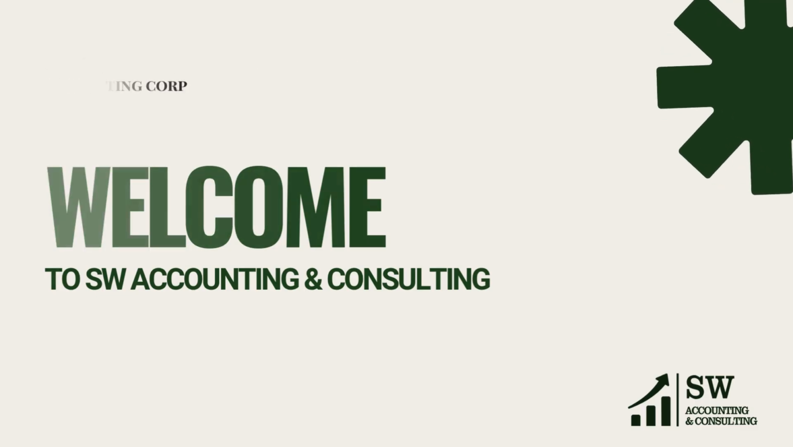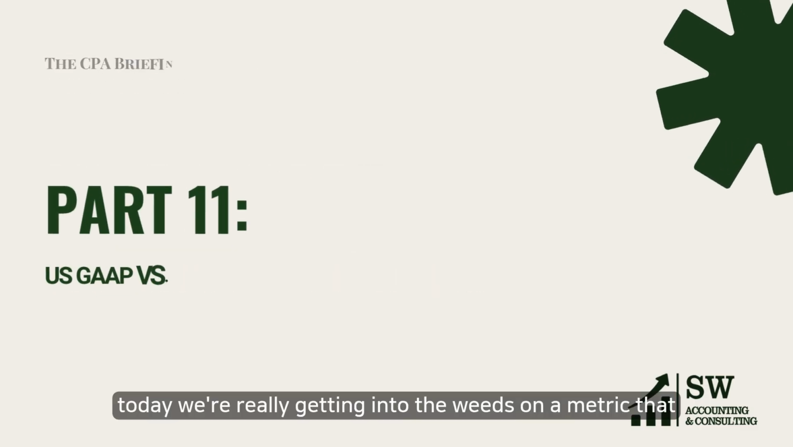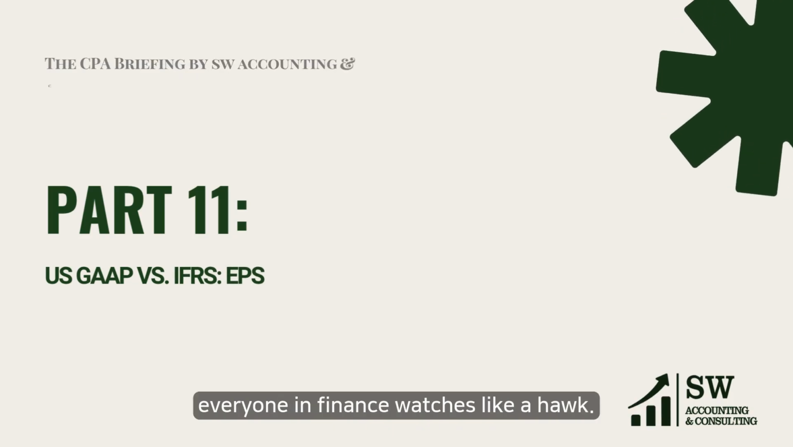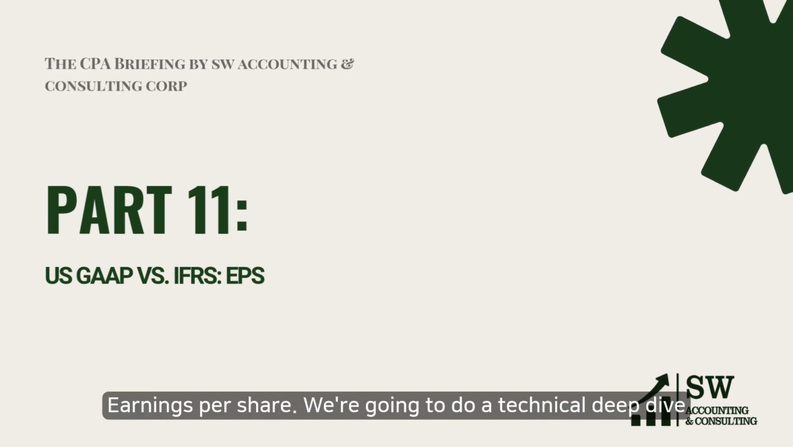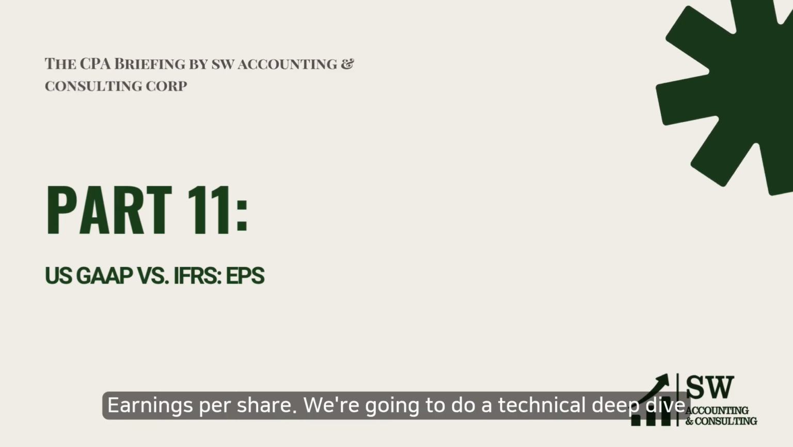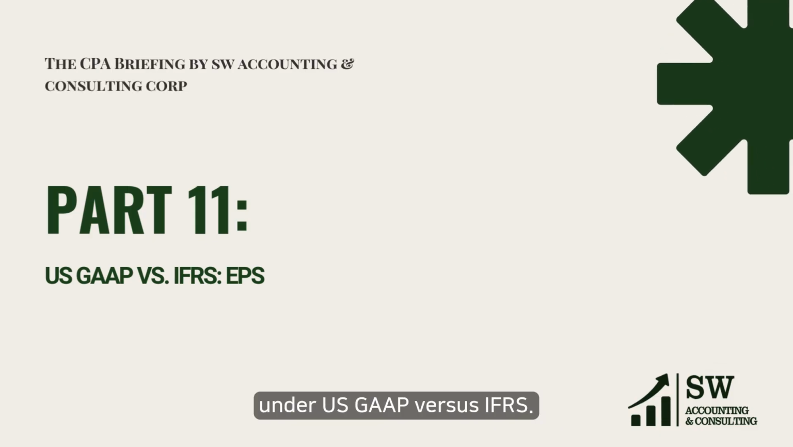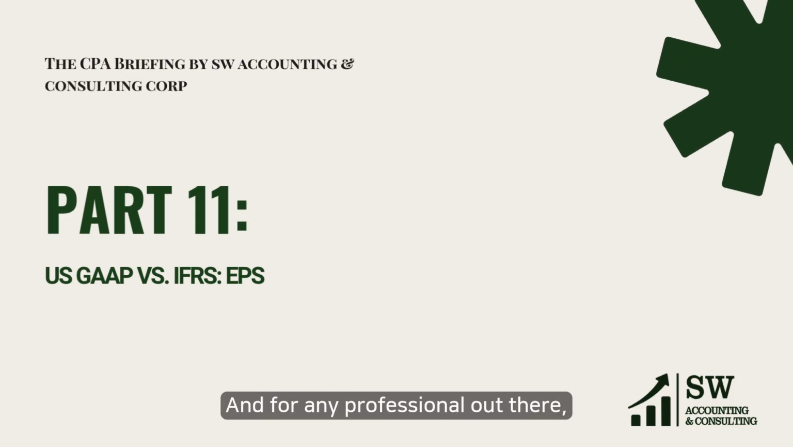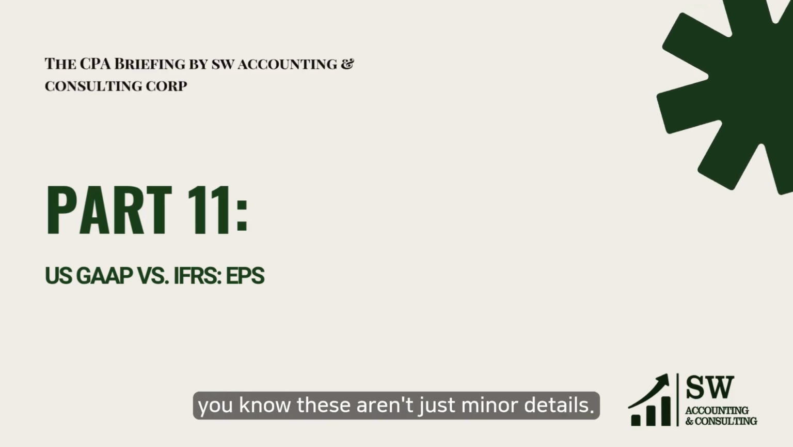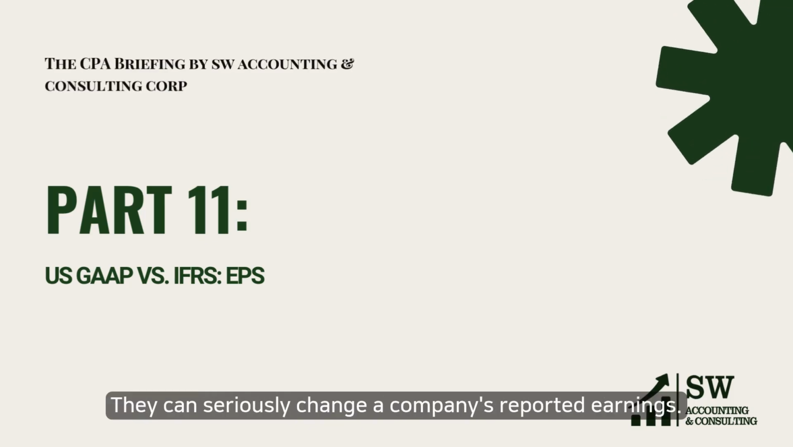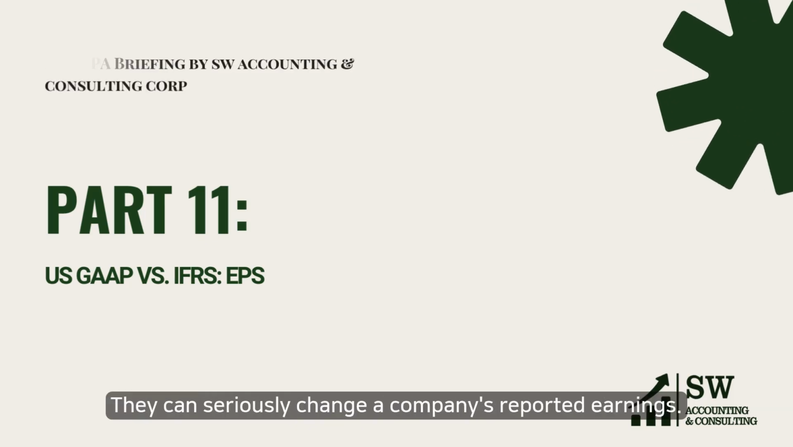All right, today we're really getting into the weeds on a metric that everyone in finance watches like a hawk: earnings per share. We're going to do a technical deep dive into the key differences between how EPS gets calculated under US GAAP versus IFRS. And for any professional out there, you know these aren't just minor details. They can seriously change a company's reported earnings.